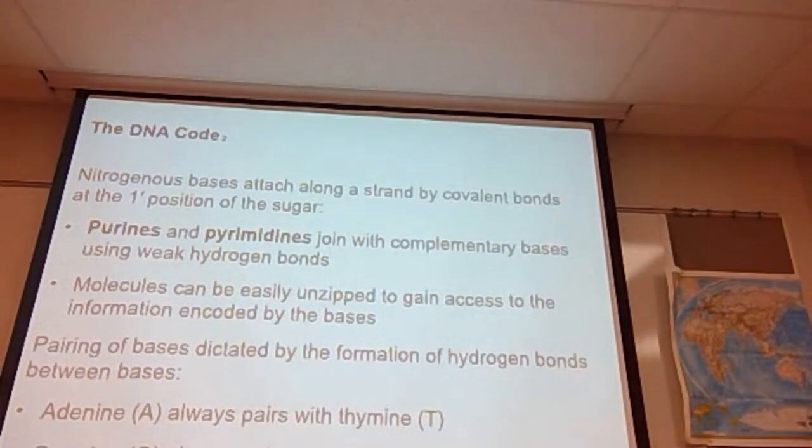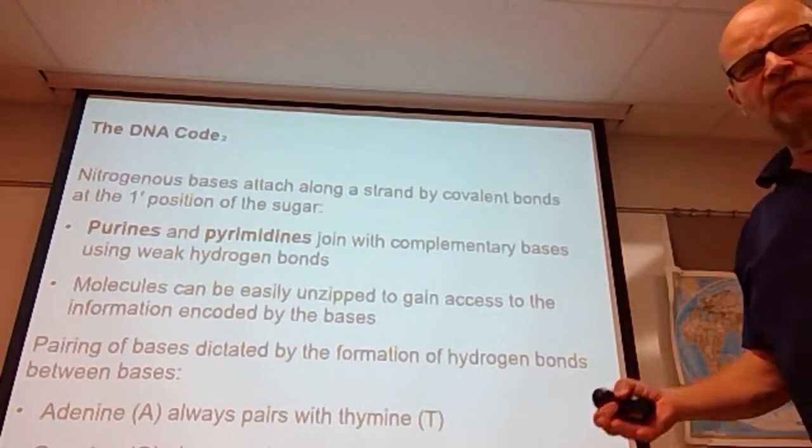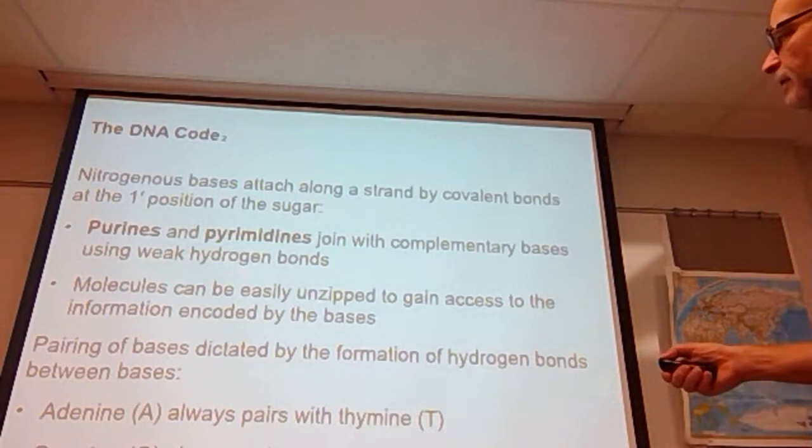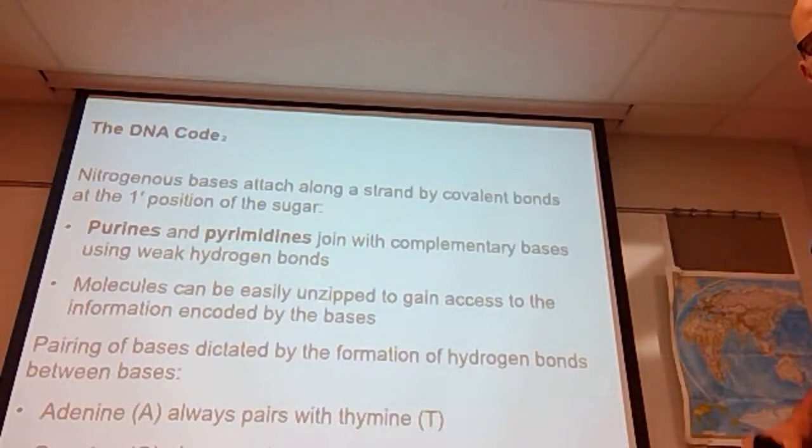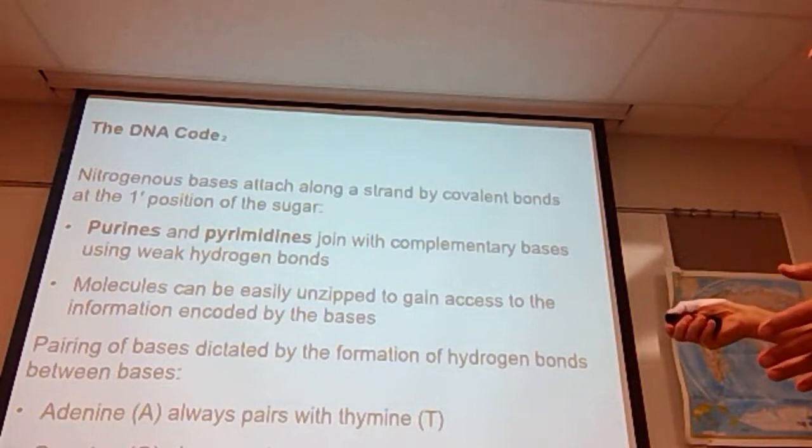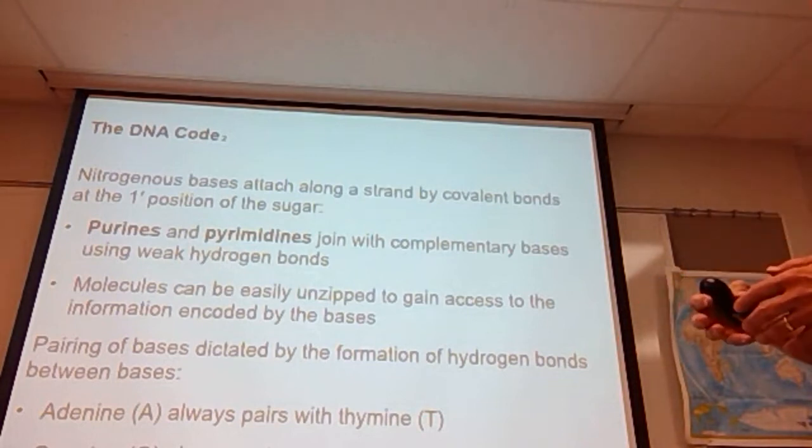Nitrogenous bases are going to attach along the strand by covalent bond at the 1' position of the sugar. There are 2 groups of bases: the purines and the pyrimidines. They join with the complementary bases using a weak hydrogen bond. Molecules can be easily unzipped to gain access to the information encoded. If not for these very weak bonds, the molecule would be much more difficult to open, would require more energy, and things would not be as efficient as they are. Thankfully, these hydrogen bonds allow for DNA to be very easily opened, and these hydrogen bonds also reform very easily.